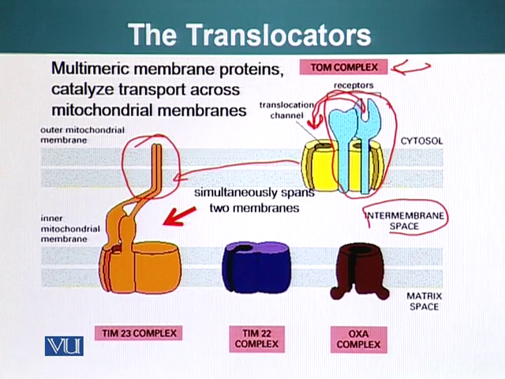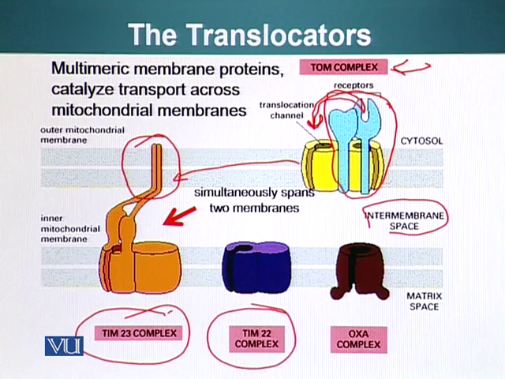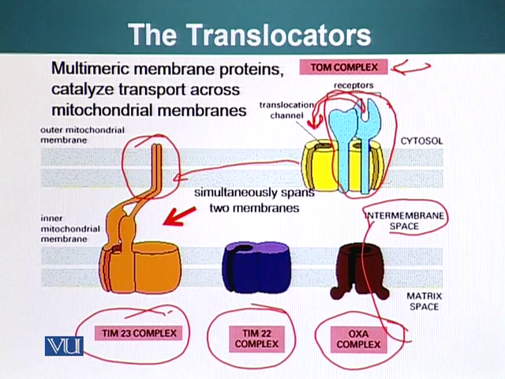So we have a couple of different types of TIMs. You can see two of them here, one TIM23 complex, the other TIM22 complex. And there's another protein which is called the OXA complex, which is responsible for transporting the proteins from the matrix to the inner membrane. So let's talk about these proteins a little bit.